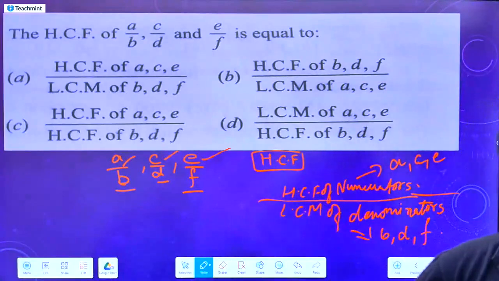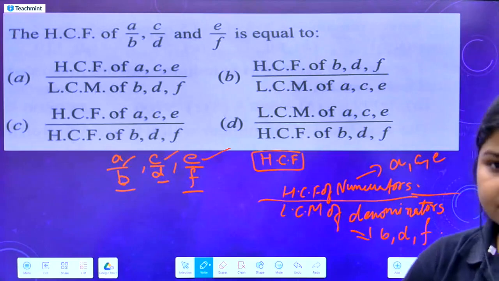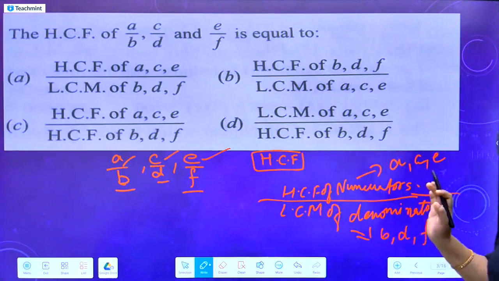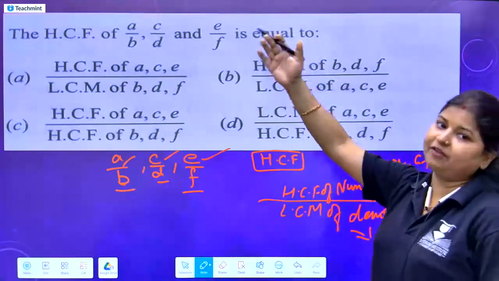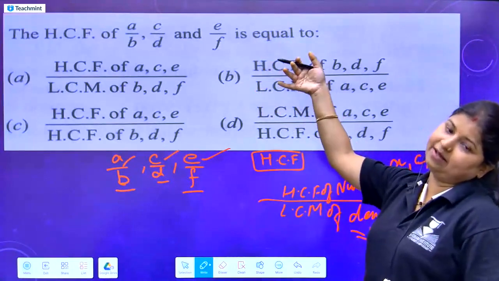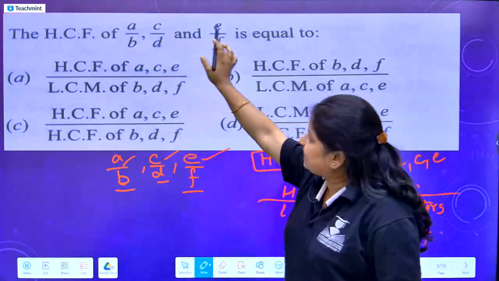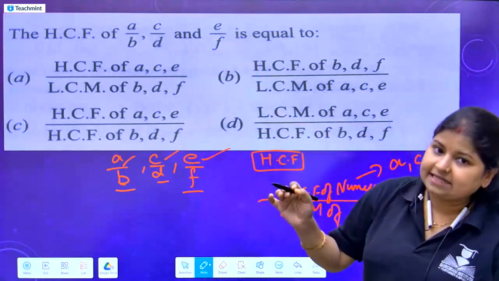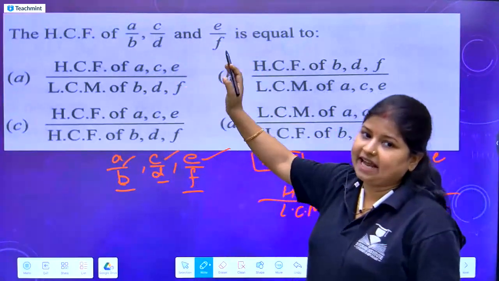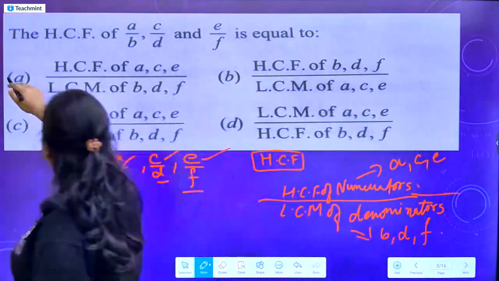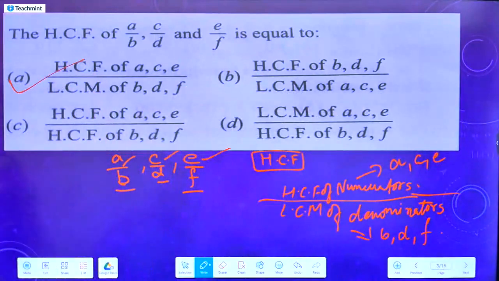Got this thing, everyone? Yes, ma'am. So, what can be my answer? HCF of A by B, C by D, and E by F. My answer would be HCF of ACE and LCM of BDF. So, I think option A is the correct one. Option A is the correct one.